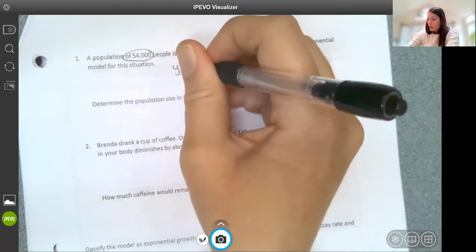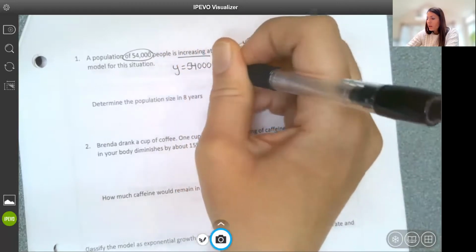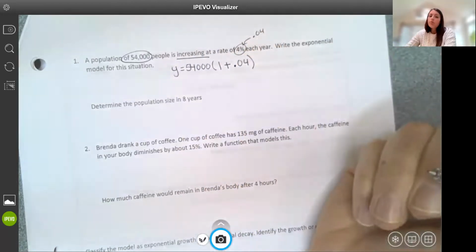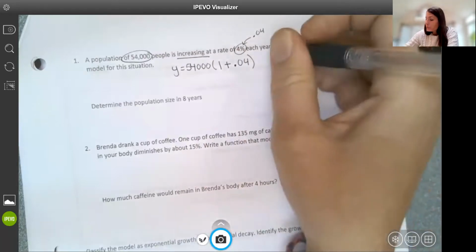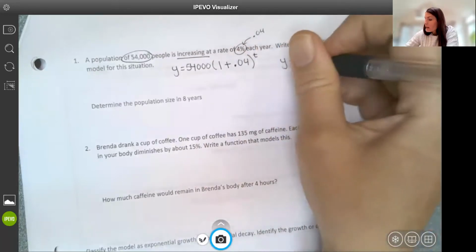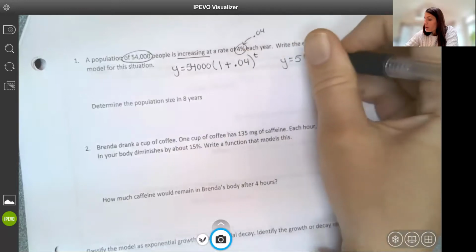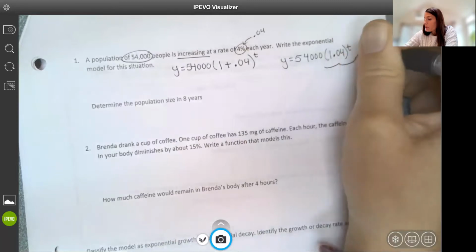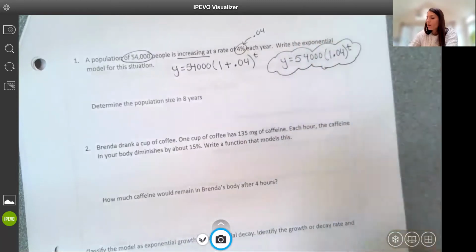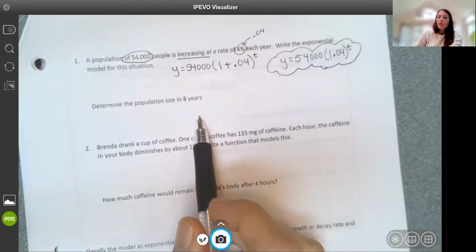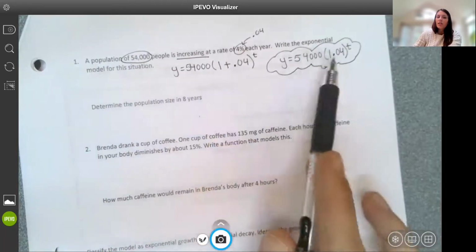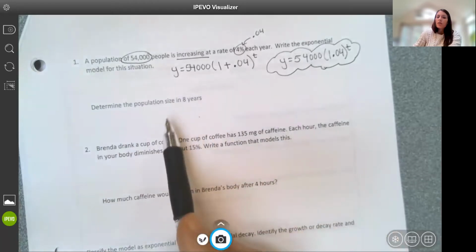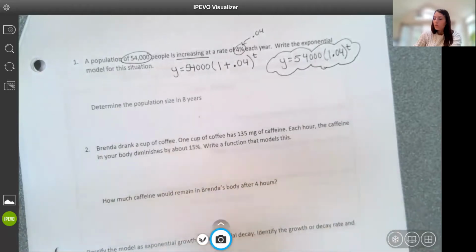So I have my initial amount, and then because it's growth, I'm adding in my rate of 4%, or 0.04. I'm just going to clean that up. Instead of 1 plus 0.04, I'm going to write it as 1.04 to some time period in years. And it just says determine the population after 8 years. So first I need to be able to take the sentence and make my exponential growth function, okay?